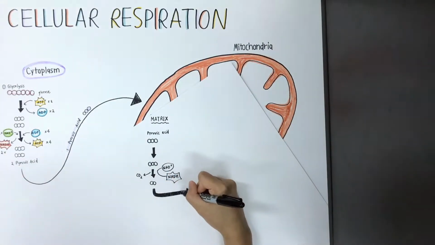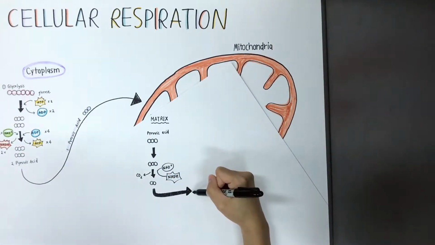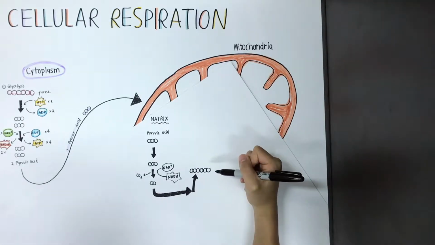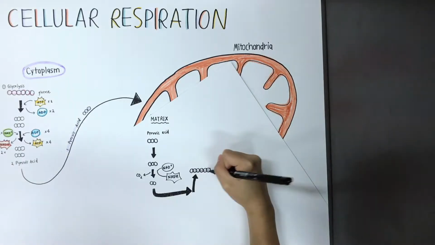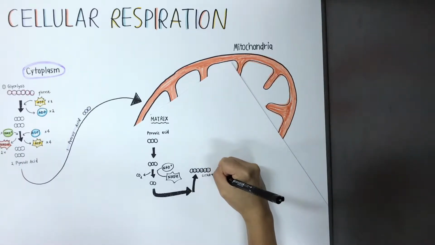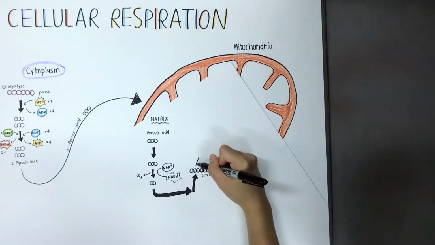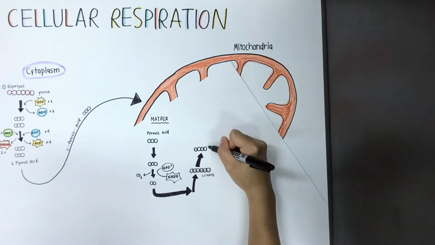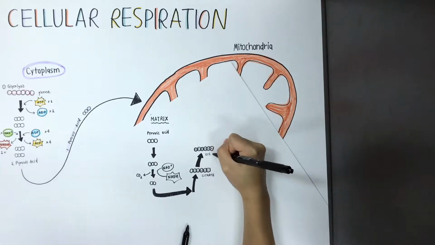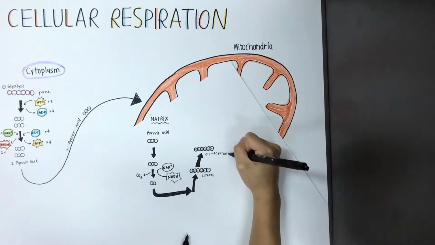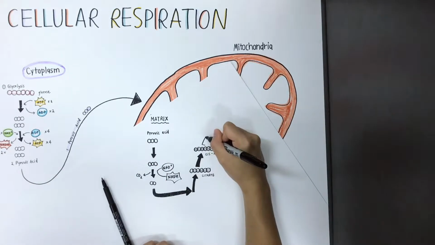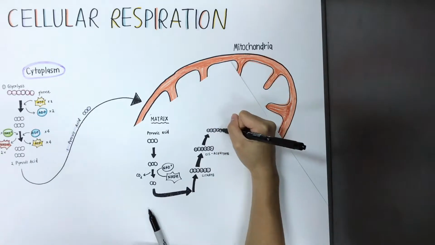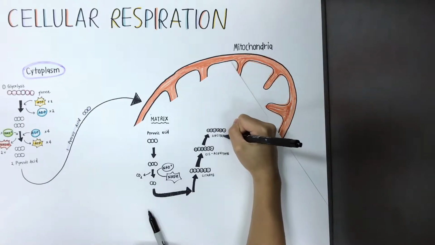Now, the acetyl-CoA merges with a 4-carbon molecule called oxaloacetic acid, which I have to apologize that I forgot to write down in the video. However, they form a citrate, which is a 6-carbon molecule. Citrate becomes another 6-carbon molecule, cis-aconitate. Then, cis-aconitate becomes isocitrate, another 6-carbon molecule.